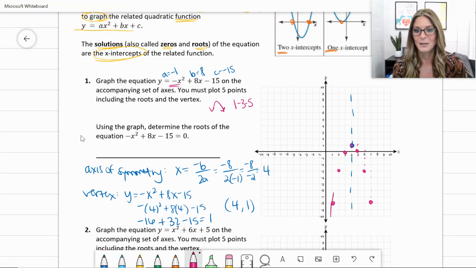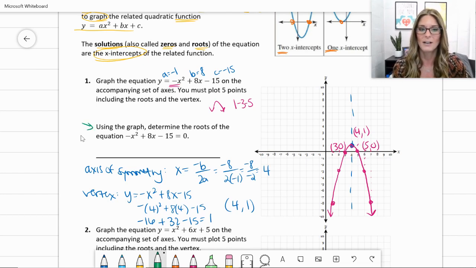So let's connect our points on our parabola, and those were the points that we found using graph trace. Our maximum or our vertex was at 4, 1, and then we had roots at 5, 0 and 3, 0. Your question was to use the graph to determine the roots of the equation negative x squared plus 8x minus 15 equals 0. Those roots are 3 and 5, those x values of your x-intercepts.